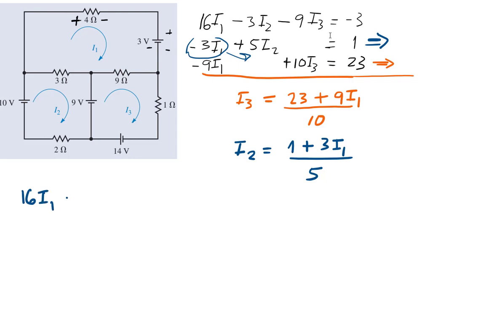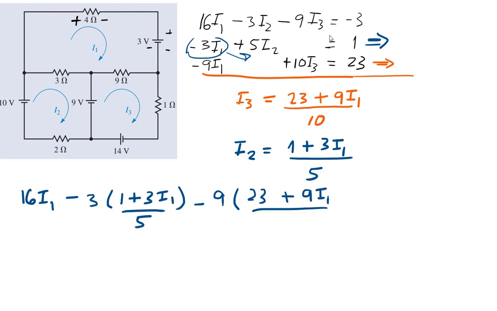I1 minus 3 multiplied by I2, which is 1 plus 3I1 over 5, and minus 9 times I3, which is 23 plus 9I1 over 10. All of that equals minus 3. So this is one equation with one unknown, that is I1. Okay, and we just need to solve it.